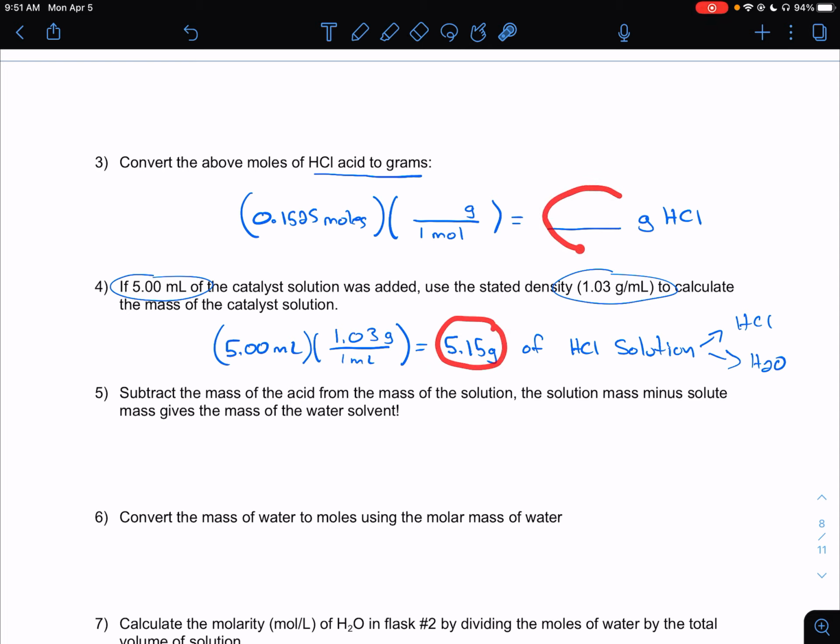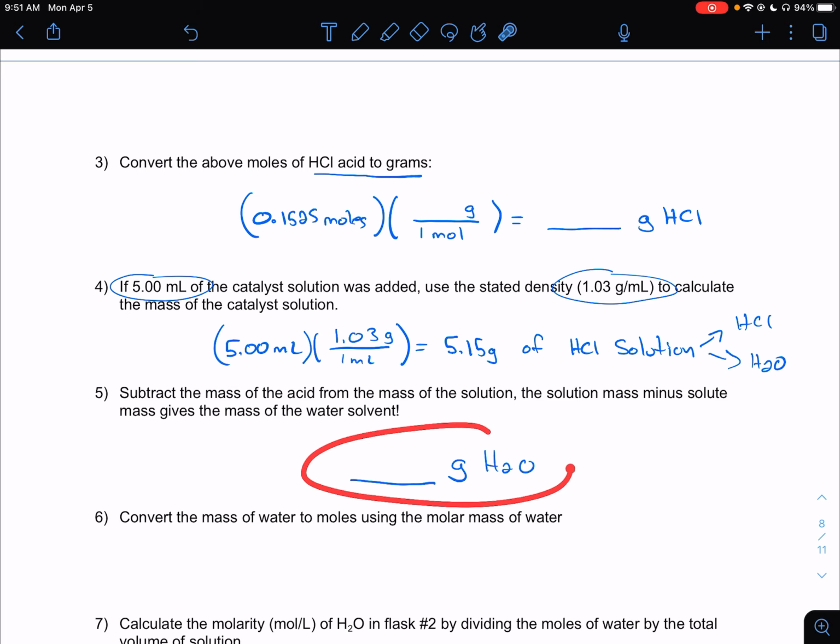In part 3, you calculated the mass of HCl. So we can use those two. We can subtract them and find the grams of water. You can calculate that by subtracting the grams of HCl you got here from 5.15. This will give you the grams of water.